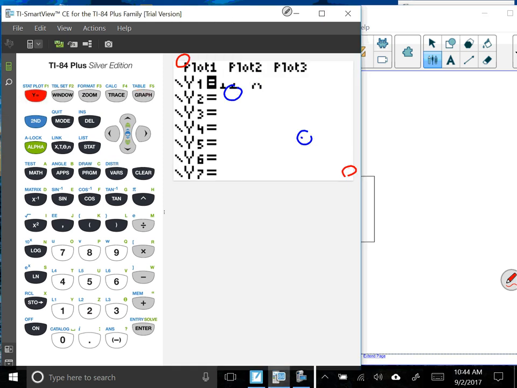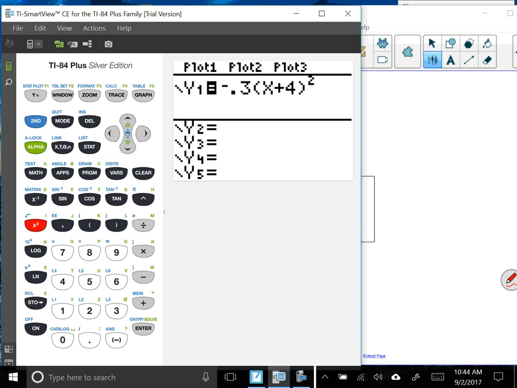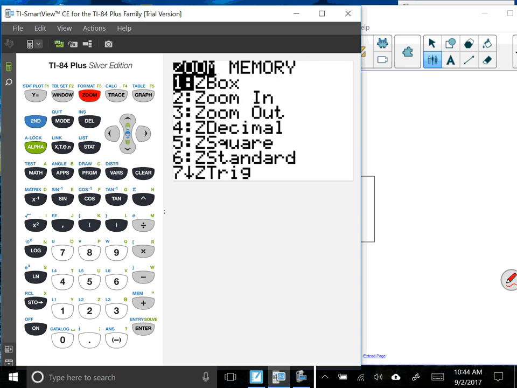Y equals, clear. Let me erase all my little circles. Now, negative 0.3. Make sure you're pushing the negative and not the minus. Parentheses, x plus 4, close parentheses, squared, plus 15. Always proofread. Somehow I got 155. Let's get rid of that one. Okay. And I'm going to start with a zoom 6.